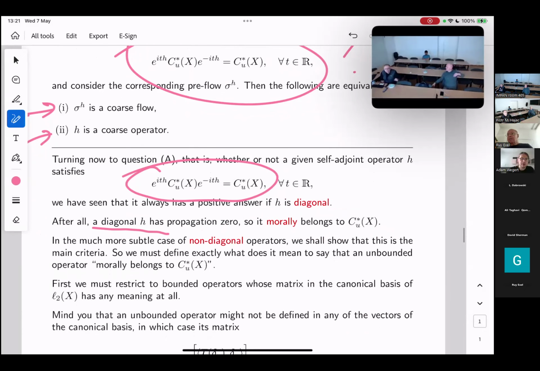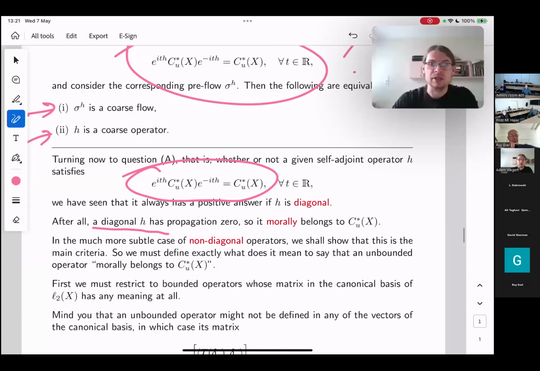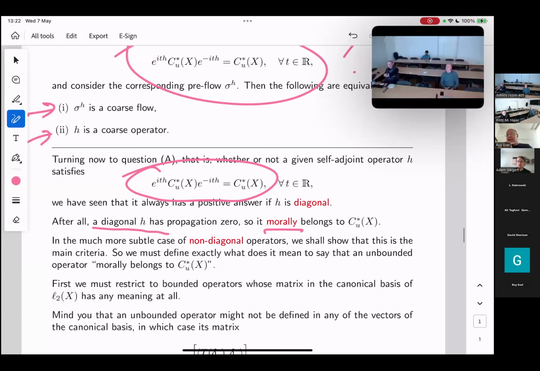No, Piotr, I mean that this word "morally" explains how you should think about it. The only obstruction for this unbounded but diagonal H to be an element of C_u star of X is the fact that it is unbounded, but it has propagation zero. So I believe that in that sense it morally belongs to it. Yeah, I just wanted to make sure I heard it correctly. I asked about the adjective unbounded. Okay, yeah, thank you.